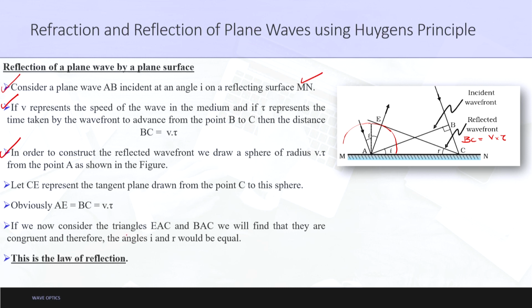If we now consider the triangles EAC, please make sure which are the triangles being talked about here. Just to explain to you in much detail, I will make this using two different colors. So, EAC. So, EAC is this triangle here. Let me draw it here for more clarity.